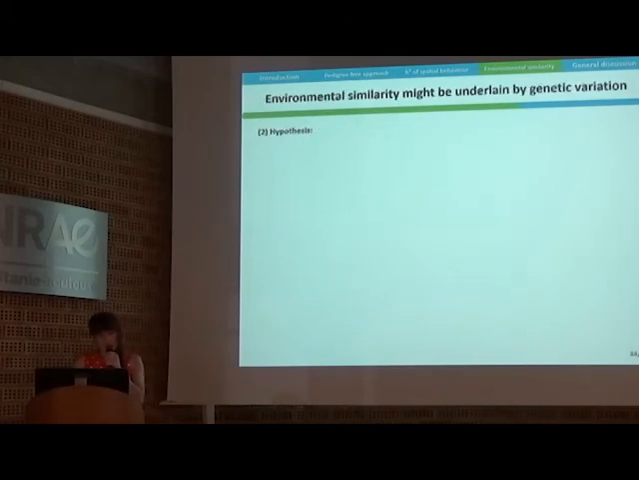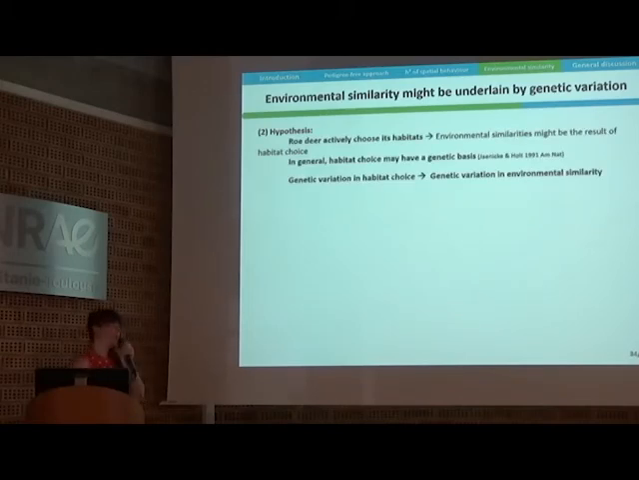On top of that, I was thinking also that we did not think of something. We know that roe deer actively choose their habitat, so it's possible that environmental similarity or shared environment might be the result of habitat choice. And in the literature, we know that habitat choice might have a genetic basis. So it's possible that if there is genetic variation in habitat choice, there is also genetic variation in environmental similarity. So it might be difficult for us to distinguish between genes and environment.